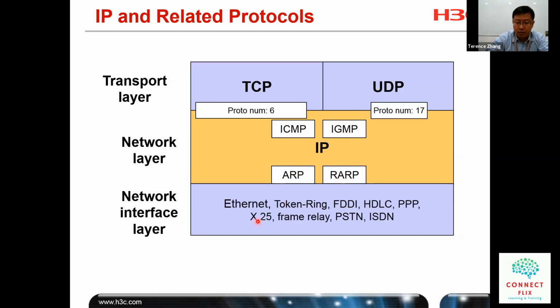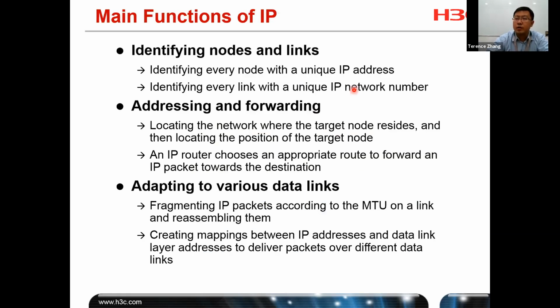Below this layer, there is the data link layer, Ethernet and token ring. Above this layer are TCP and UDP. And besides, we need to remember the protocol numbers 6 and 17. This is an exam point, right? Above the IP network layer, there are the TCP and UDP layers with different protocol numbers. In other words, the IP protocol uses the protocol number to distinguish between upper layer protocols, between transport layer protocols, right? This is the structure.